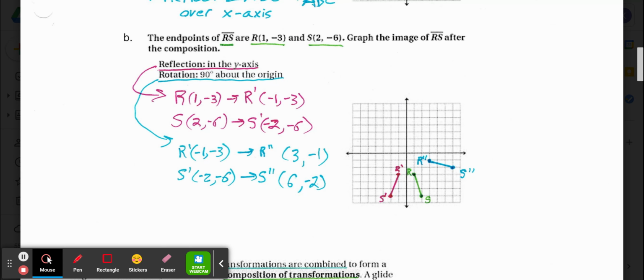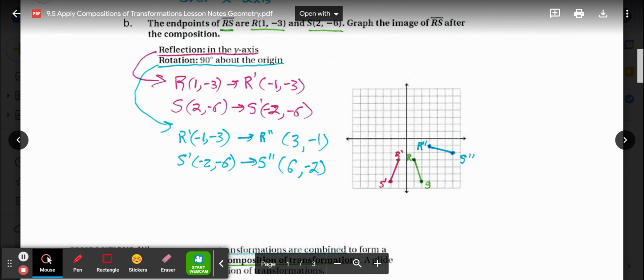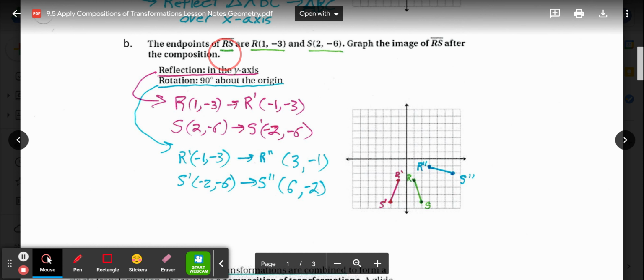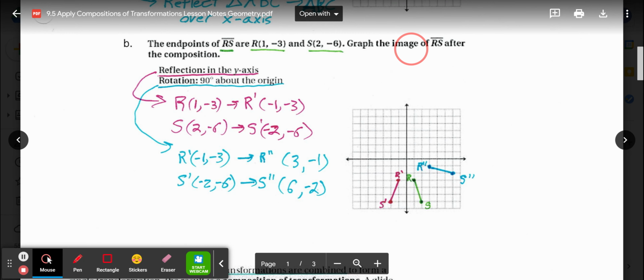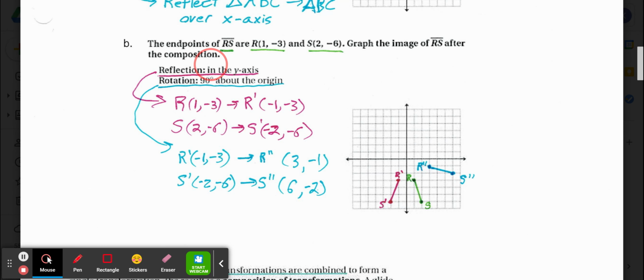Then another practice of that process. In this case, we're dealing with a composition of transformations with the segment RS. RS's original coordinates are (1, negative 3) and (2, negative 6). So plot that one first, our original segment RS. Then they want us to graph the final image after the following composition.